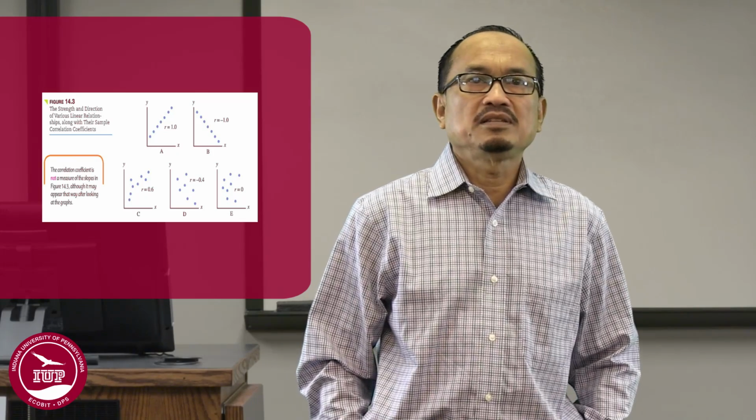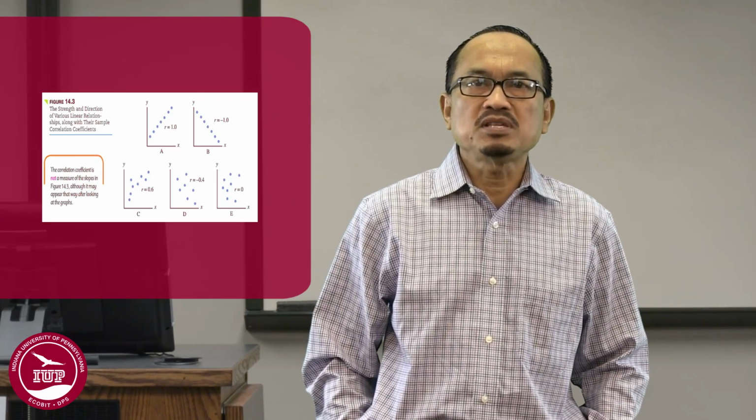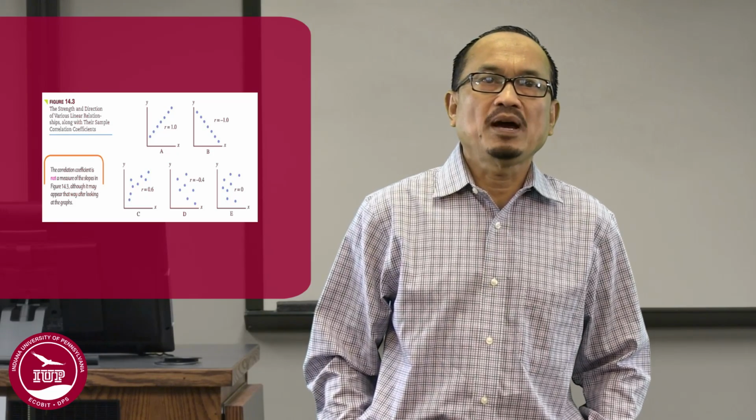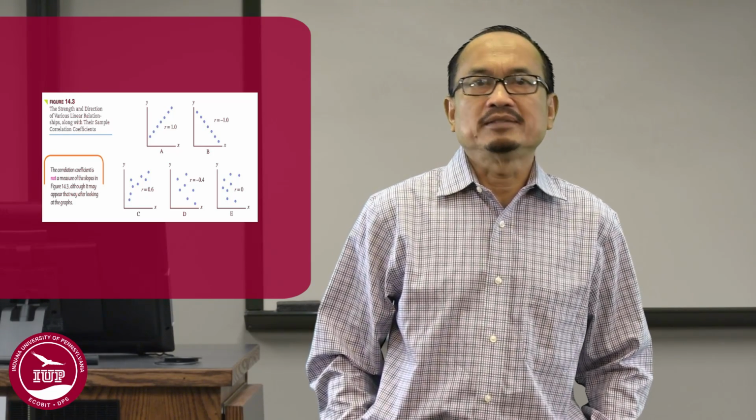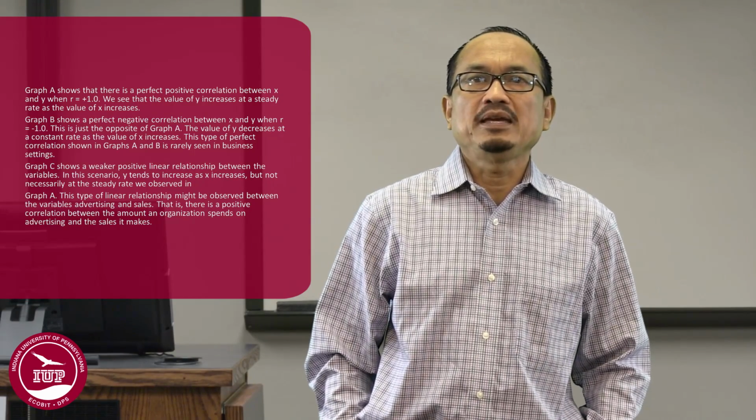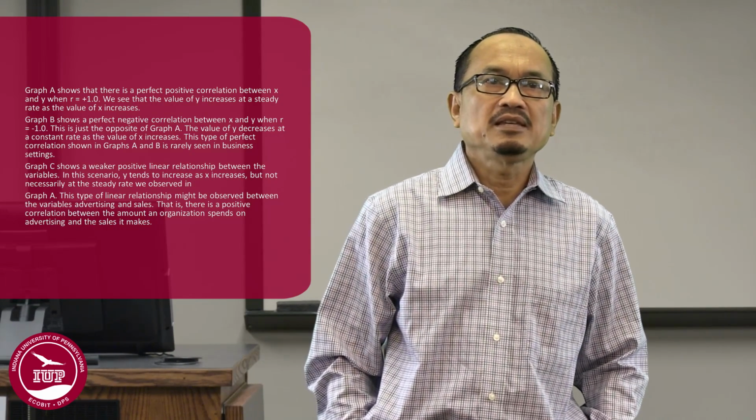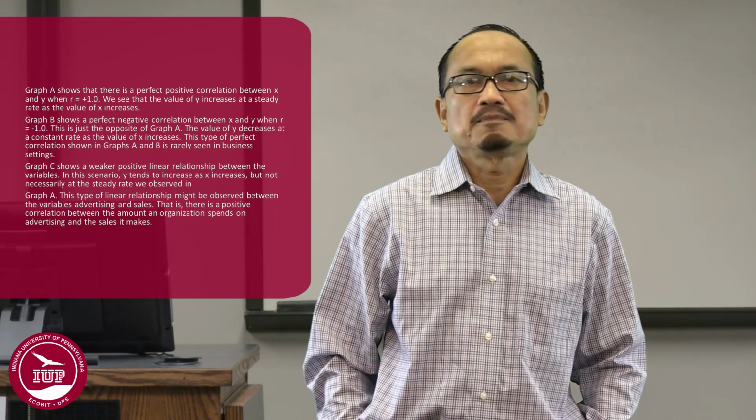The strength of the linear relationship between x and y is measured by how close the sample correlation coefficient is to +1 or -1. Figure 14.3 illustrates the strength of various correlation coefficients. Graph A shows that there is a perfect positive correlation between x and y when r is equal to +1. We see that the value of y increases at a steady rate as the value of x increases.